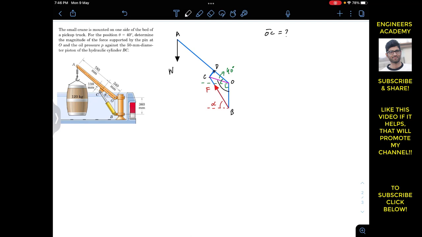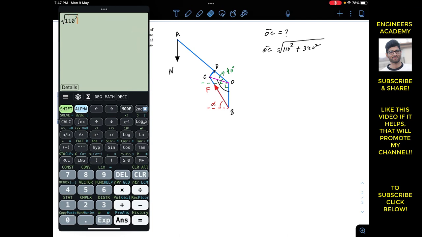For OC, we have to consider this ODC triangle, which is a right angle triangle. OD length is 340 and DC length is 110. So we can apply the Pythagoras theorem, and we can say that OC squared is equal to 110 squared plus 340 squared. To find OC, we take the square root. So OC length is the square root of 110 squared plus 340 squared. This gives us OC length equal to 357.35.